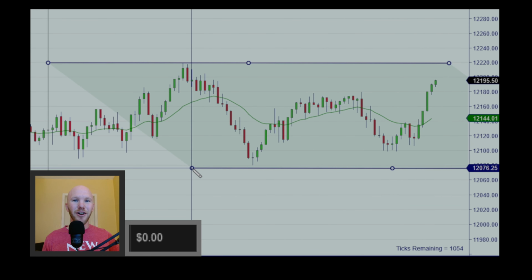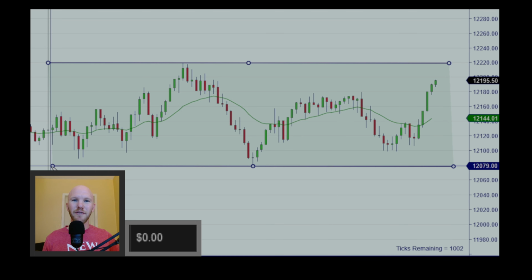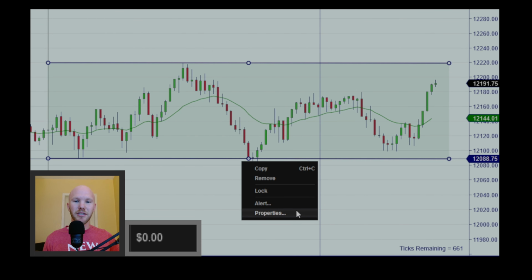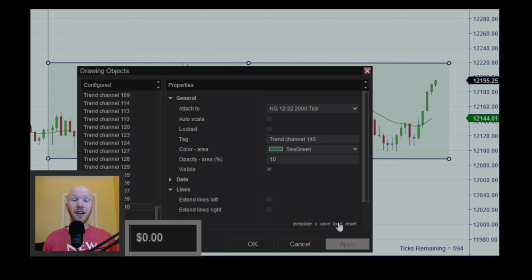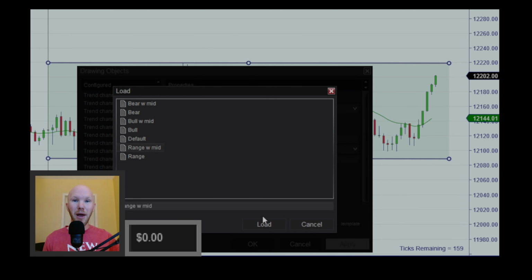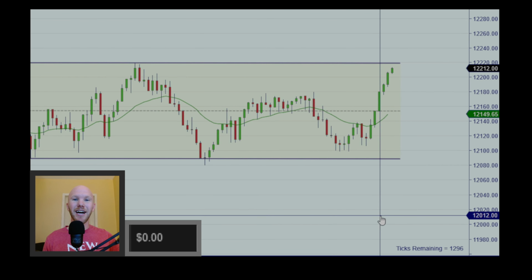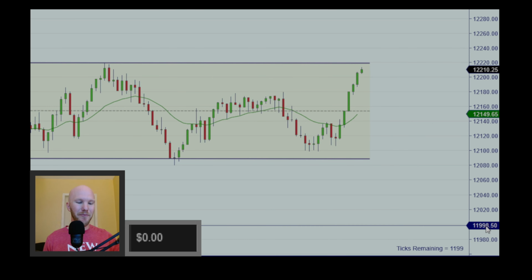So, in this kind of structure, we're looking for prices to get to the extremes, and then we will look to either buy or sell, obviously with confirmation. So if it's at the top, we'll look to sell on a lower high bearish bar, and if it's at the bottom, we'll look to buy with a higher low bullish bar.